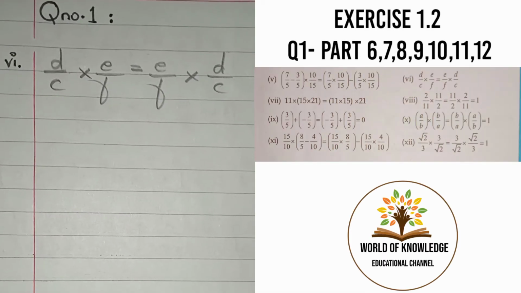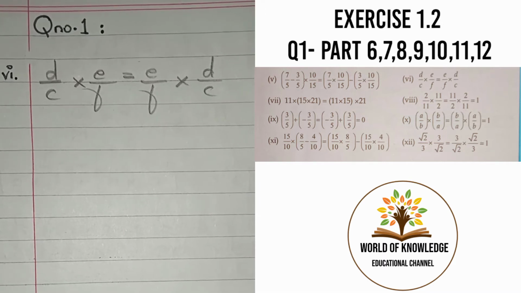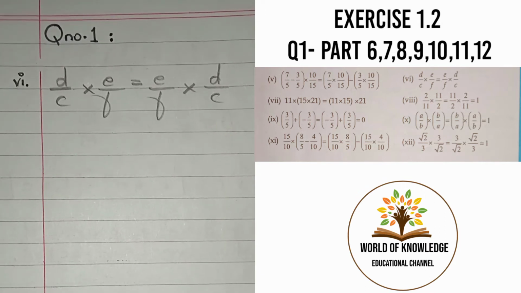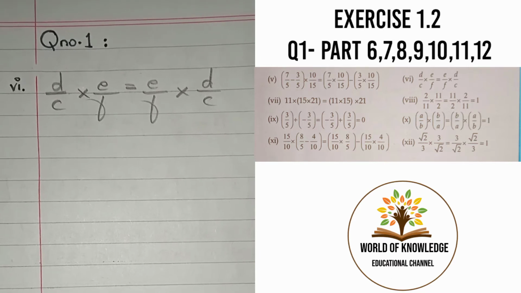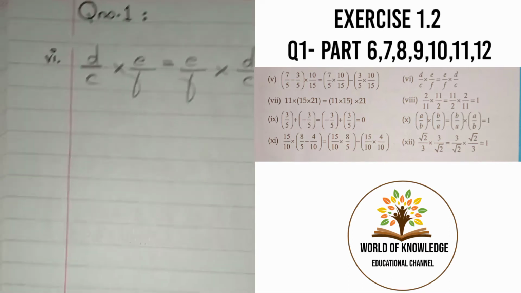Here is part 4 of question number 1 of exercise 1.2. So let's start part 4, in which there is given d upon c multiplied by a upon f is equal to a upon f multiplied by d upon c. In this question we have to find the properties.